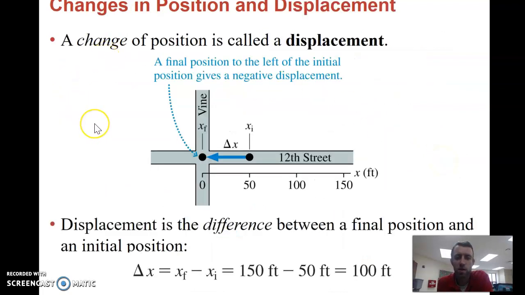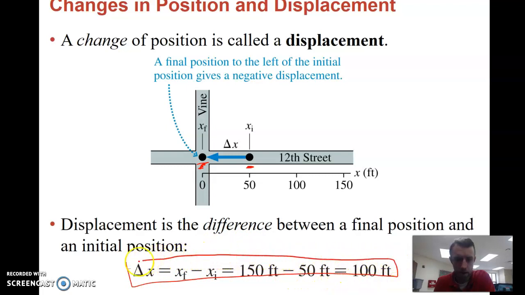Change of position is called displacement. So the final position is over here, this spot right there, and the initial position right here. And now I actually realize this whole thing down here is wrong, so I want to make sure you are aware of that. This is not correct. Let's get that out of there. The definition of displacement is the difference between the final position and the initial position.